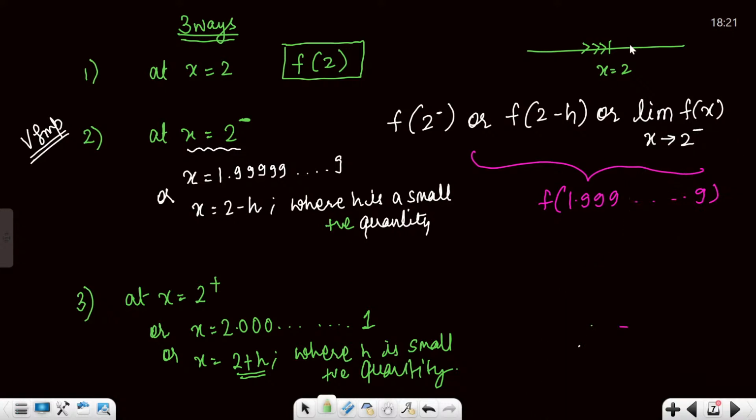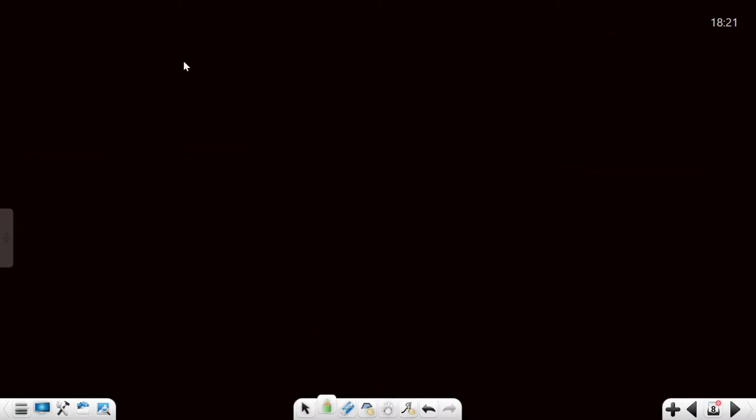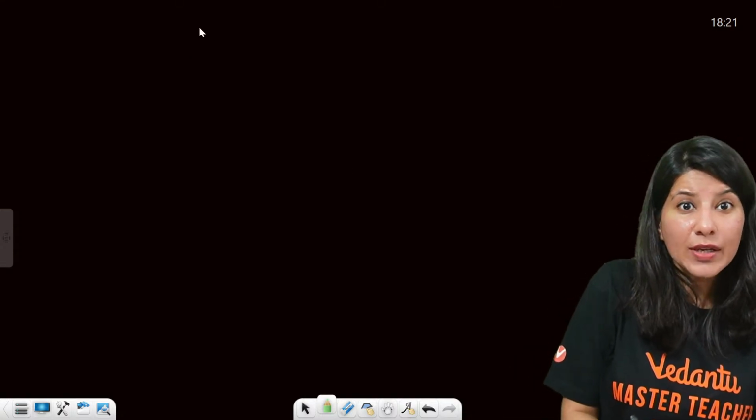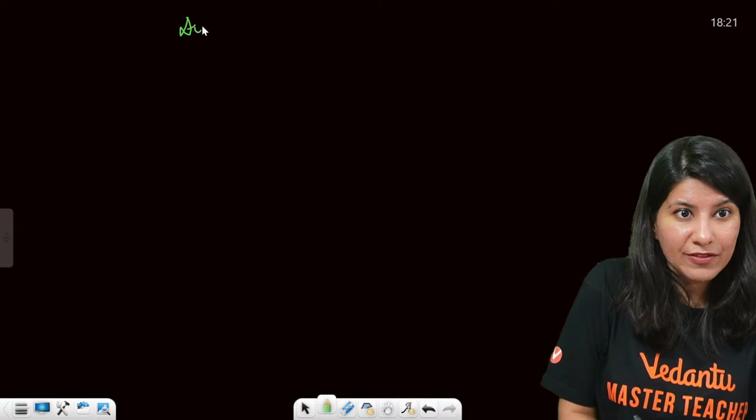So there are 3 ways to approach a function. I told you, one is at exactly 2, one is just before 2, and one is just after 2. Now let me write these 3 ways. So these 3 ways are like this. Now the definition of limit.